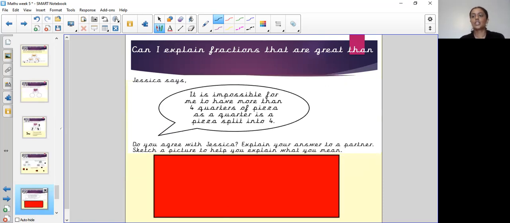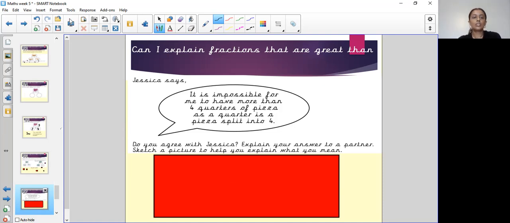So here is a question for you to have a think about. It says, Jessica says, it is impossible for me to have more than 4/4 of pizza, as a quarter is a pizza split into 4. Do you agree with Jessica? Explain your answer to a partner or maybe to somebody around you. Sketch a picture to help you explain what you mean. So have a think about that question.